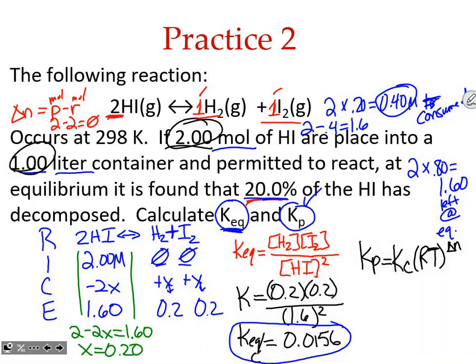So, what happens if you raise something to the 0 power? That's going to equal 1. So this whole part turns into 1, right? So, what is KP then? The same thing. Very good. KP also equals this number, because if you have the same number of gaseous moles on each side, KP is always going to equal KC. Does everybody see that? Yes? Good to go? Alright.